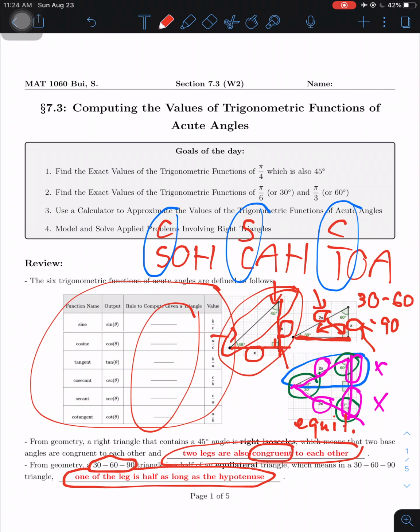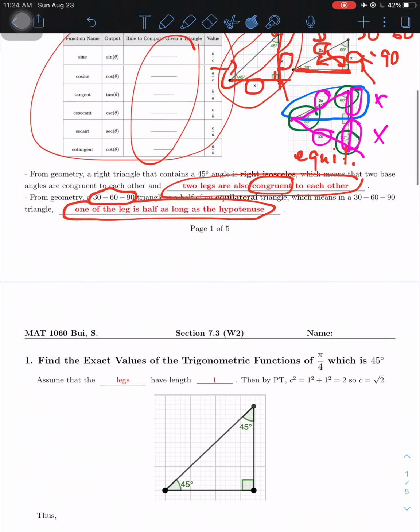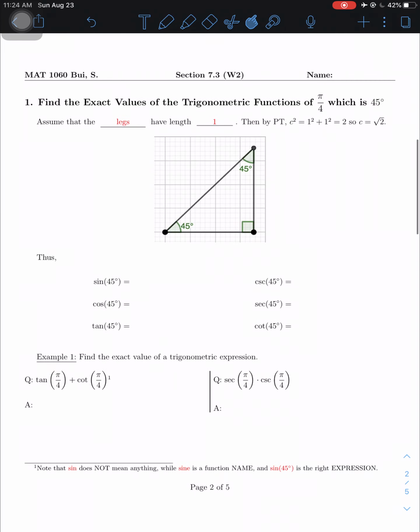Okay. All right, now let's talk about the first objective of today. Find the exact values of the trigonometric functions of pi over 4 radians, which is 45 degrees. All right, at this point, I really hope that everyone is comfortable with how to convert from degrees to radians, because that's the really basic step for us to go further. Okay, so let's see.